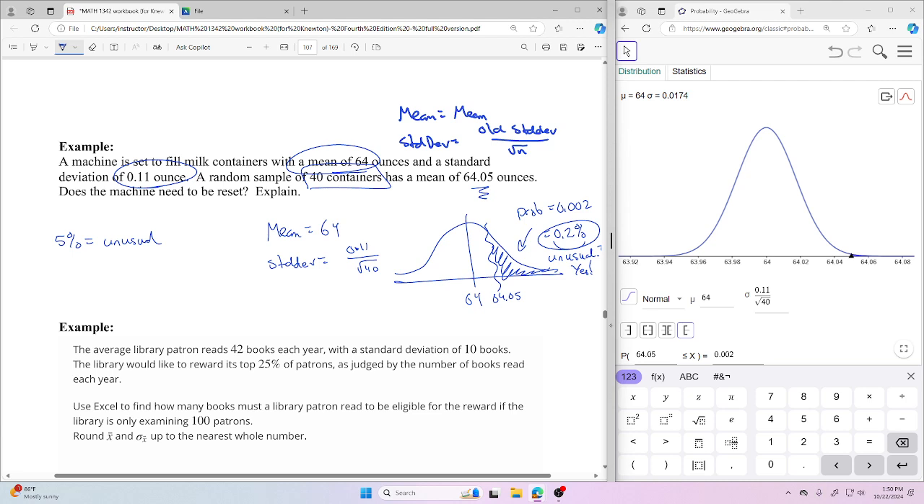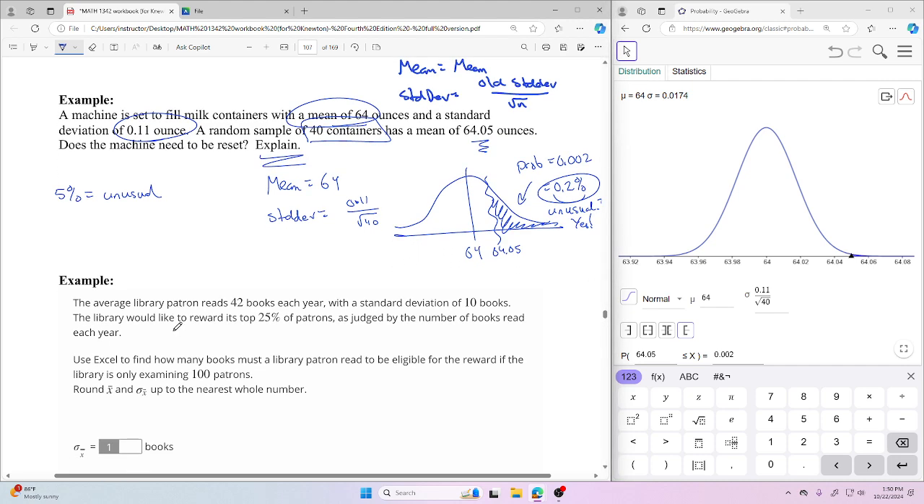Something's off. Basically, you can have one container, what kind of milk are we talking about? We have one container that's 64.05. That's fine. But the average of 40 is toned down a little bit, so it's unusual. Making sense? Okay, good. So I don't know what else to explain. I explained. There we go. All right.